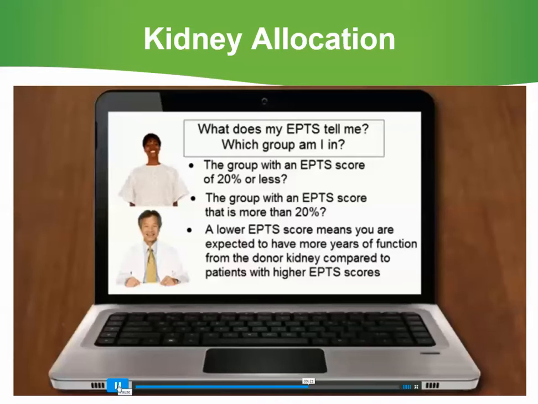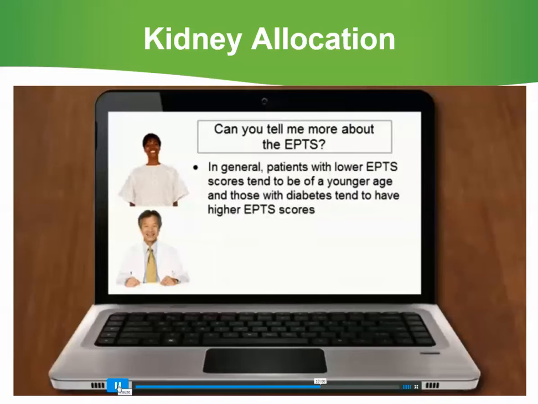If a patient is in the first group with an EPTS of 20% or less, they are likely to need a kidney longer than 80% of other patients registered for a kidney transplant. This will give them increased priority for kidneys that are expected to function the longest. Patients registered for a kidney transplant prior to starting dialysis will have a higher likelihood of having an EPTS score of 0 to 20%. If a patient is in the second group with an EPTS greater than 20%, let's use the example of an EPTS of 60%. They are likely to need a kidney longer than 40% of other patients that are registered for a kidney transplant.